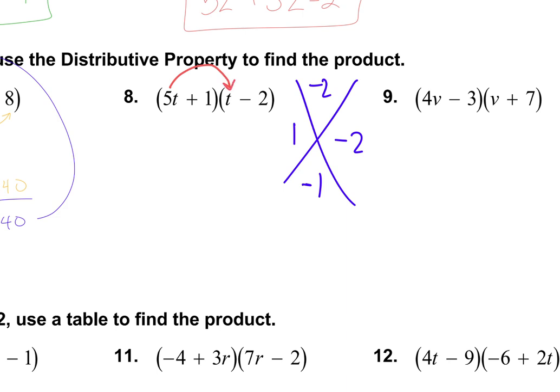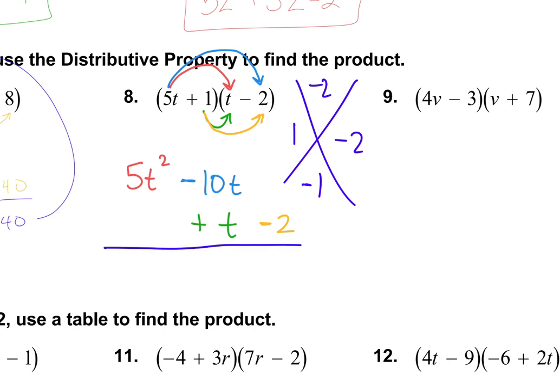5t times t, that's 5t squared. 5t times negative 2, that's negative 10t. 1 times t, that's positive t. And 1 times negative 2, that's negative 2. Okay, here we go. 5t squared minus 9t minus 2.